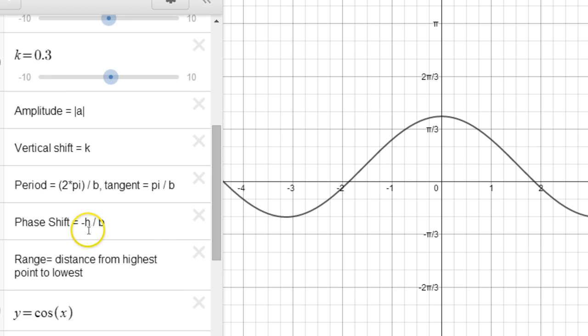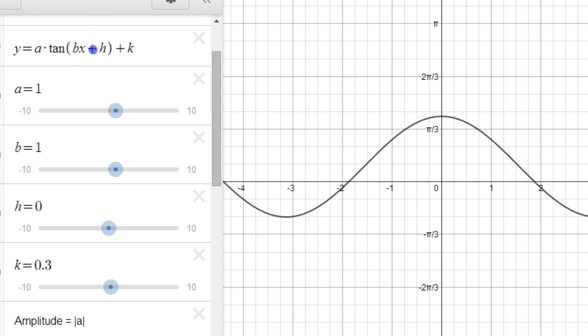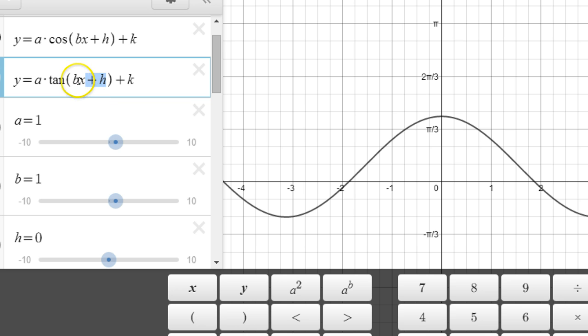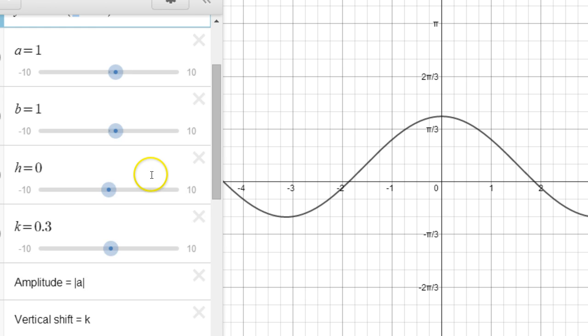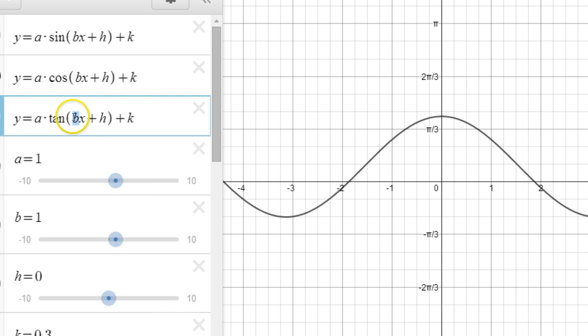Okay, all right, and just remember your formulas. Your amplitude is the absolute value of A, your vertical shift is K, your period is 2 times pi divided by B. Now if it's tangent, it's pi divided by B. And your phase shift is just the opposite of whatever this number is, divided by B. Okay? So as long as you keep those in mind and just go with it, you're going to be doing really fine. But I highly recommend either sine or cosine just to work with, okay?